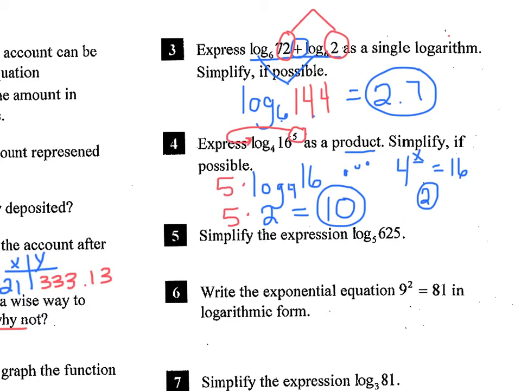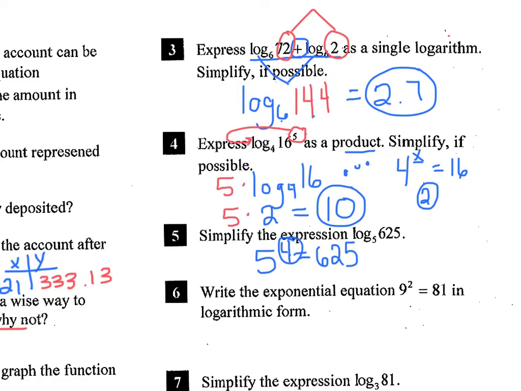Number 5, my advice, start doing 5 caret on your calculator and see when you get 625. And it turns out 5 caret 4 equals 625, so the answer here is 4. You could also type that in math, alpha math, and type it in just how you see it, and it will give you 4 for the answer.